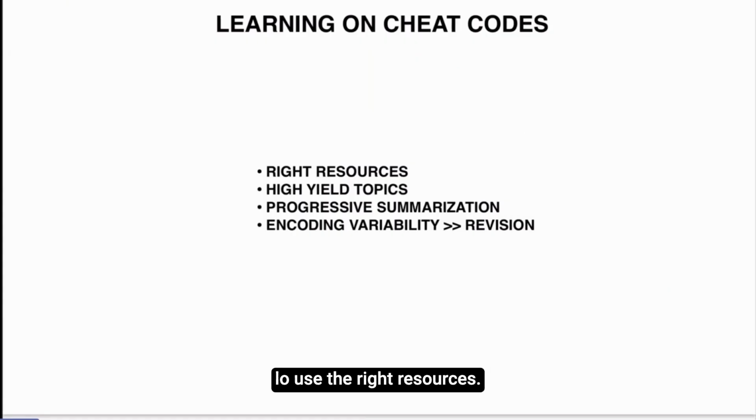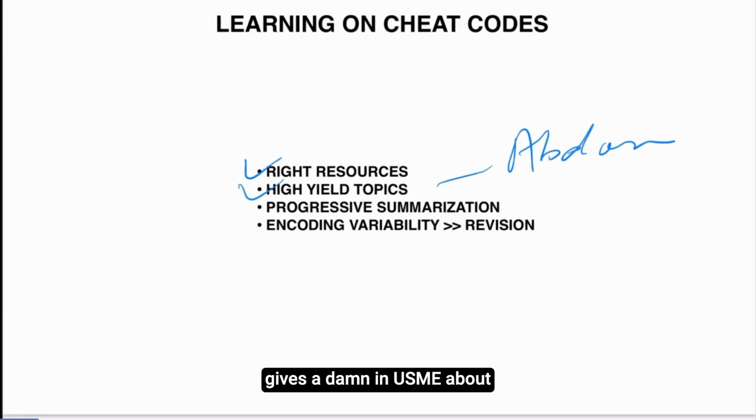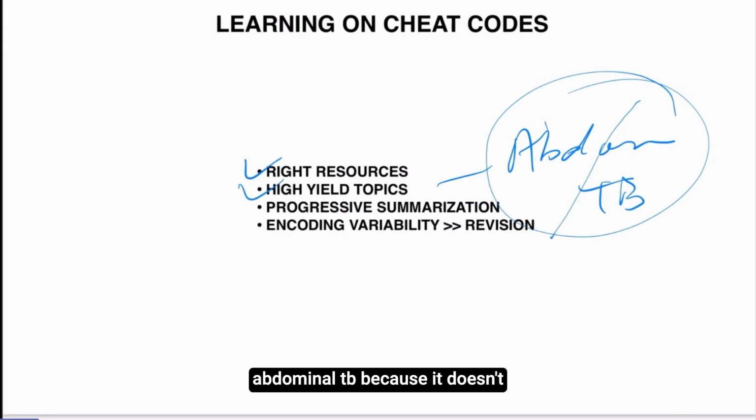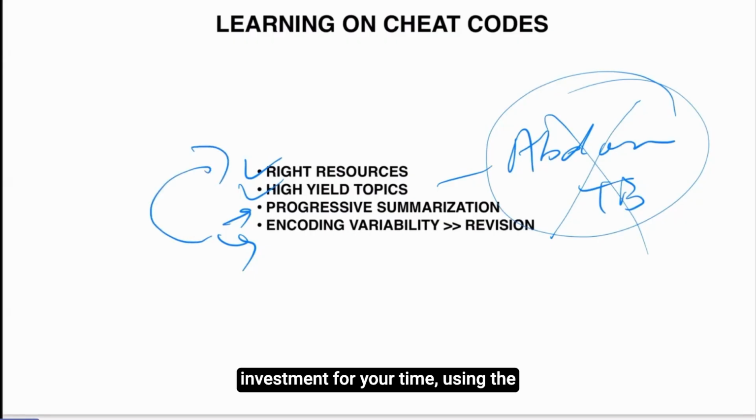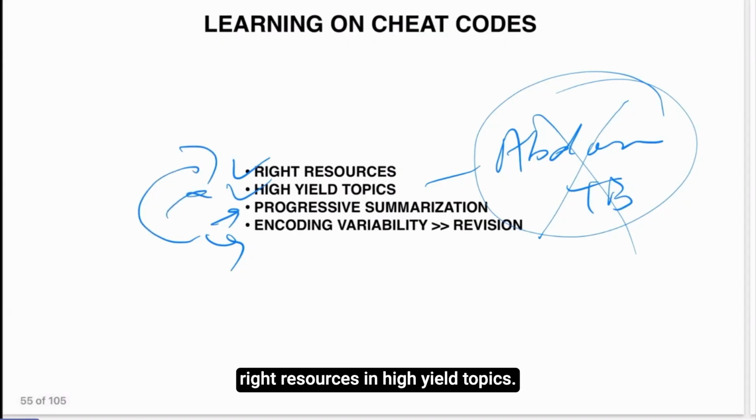The first thing is you need to use the right resources. Look at high yield topics, not low yield. Abdominal TB: nobody gives a damn in USMLE about abdominal TB because it doesn't happen in the US. If you focus on abdominal TB or rare presentations, it's a waste of your time because USMLE doesn't care. Progressive summarization and encoding variability are the strategies to get the best return on investment for your time, using the right resources in high yield topics.